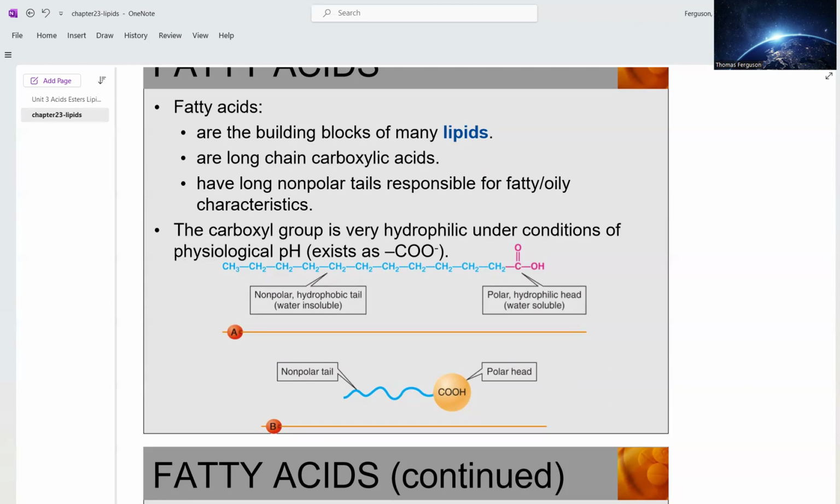Sometimes it's a really good emulsifier, and other times it's marginal. But if they have two of those parts, it can become an emulsifier, which is soap, detergent. They also call them surfactants.